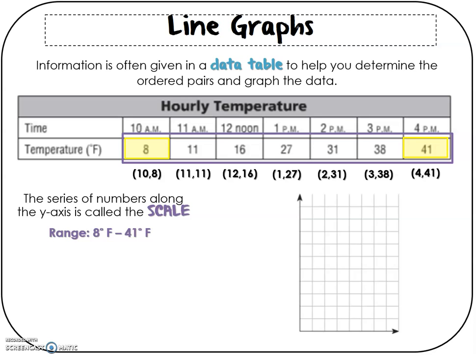When I'm deciding on my scale, I want to use the size of my graph paper and that range to help me to decide. I'm also going to look for some friendly numbers to help me decide where to start my graph and where to end it. 8 degrees Fahrenheit is pretty close to 0 degrees, which is what the origin point would be, and 41 degrees is pretty close to 50 degrees. So I'm going to make my scale from 0 degrees Fahrenheit to 50 degrees Fahrenheit.